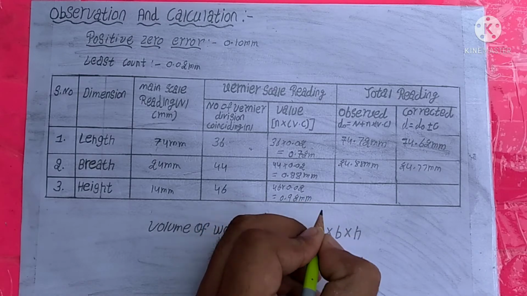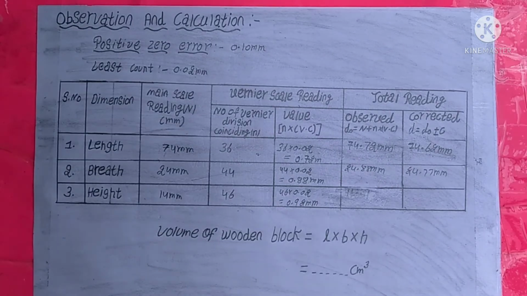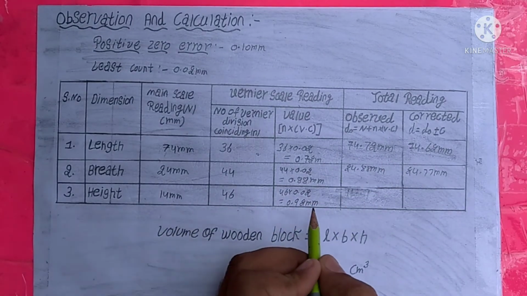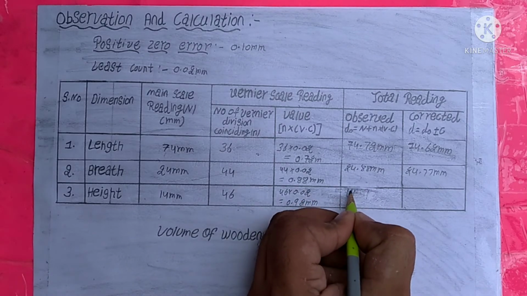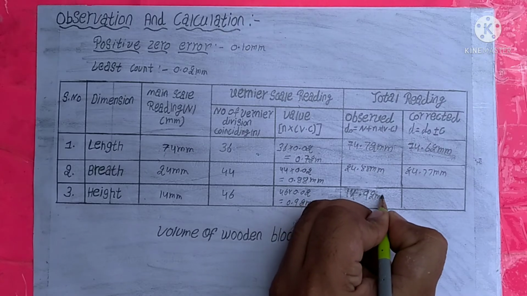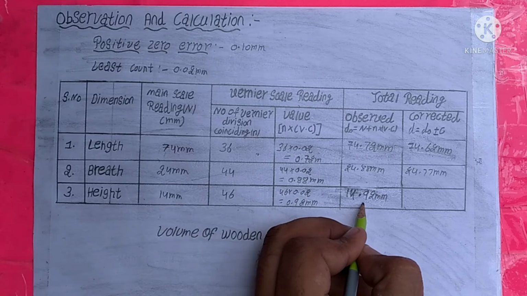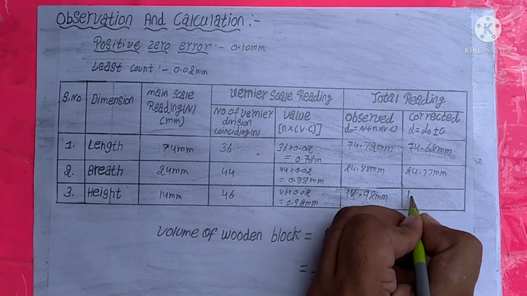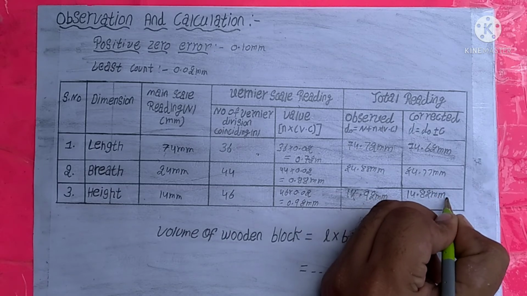mm. So this is our vernier scale reading, and our observed value is just the sum of the main scale reading and vernier scale reading, and the result comes out to be 14.92 mm. And for the correct value, just subtract the positive error from this value, and our correct value is 14.82 mm.